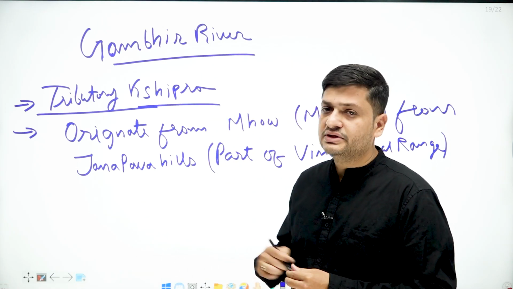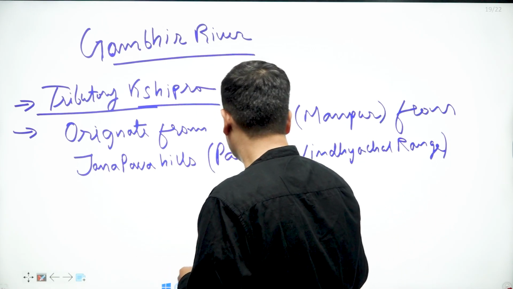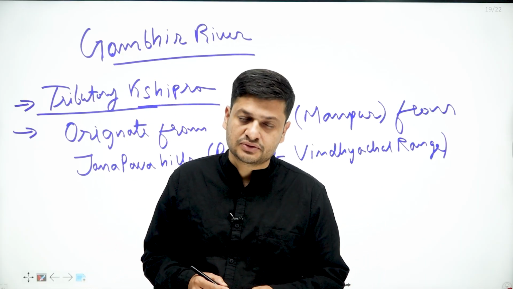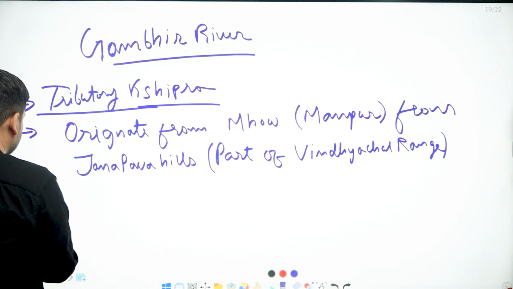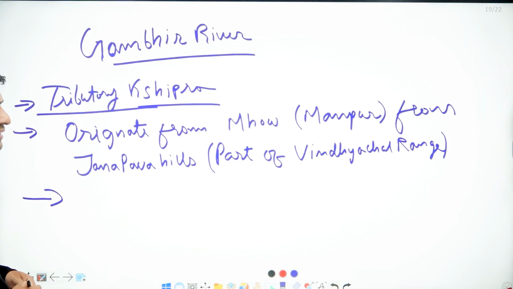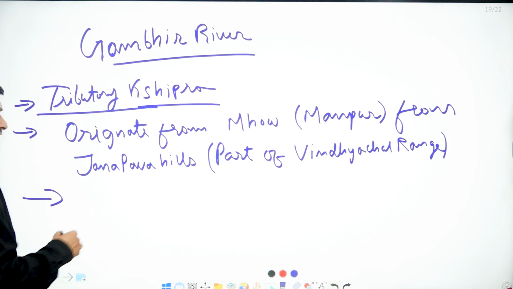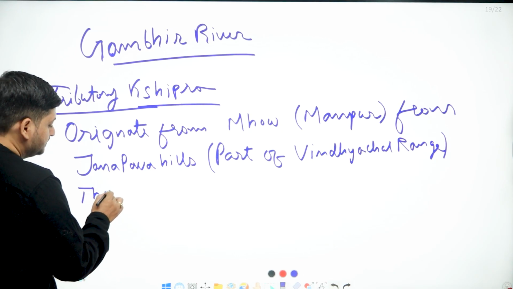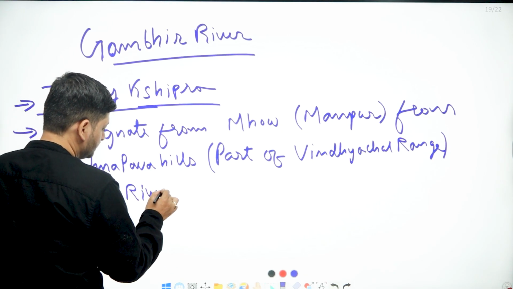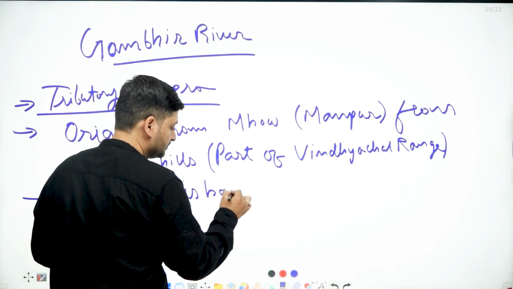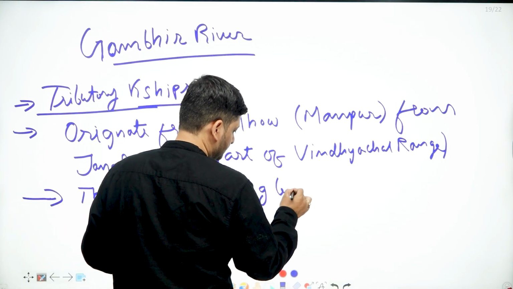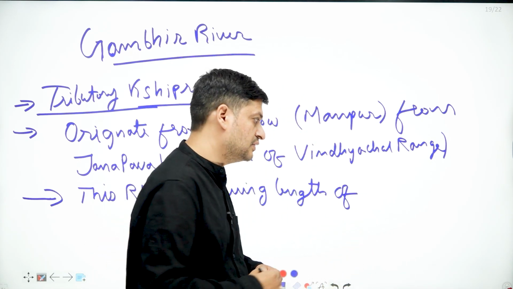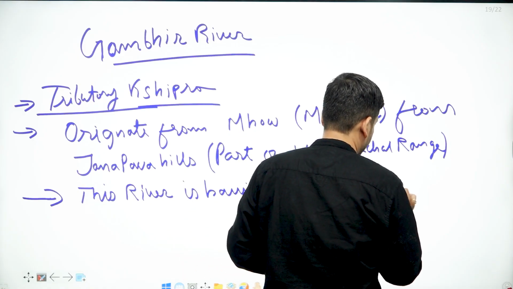If we move further, it originates from this part of the Vindhyachal range, and it comes in the Indore district. If we talk about the next point, which is very relevant here, this river has a length of 85 kilometers.